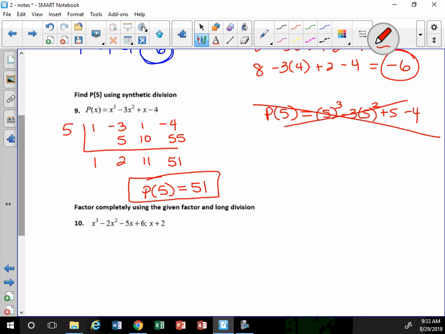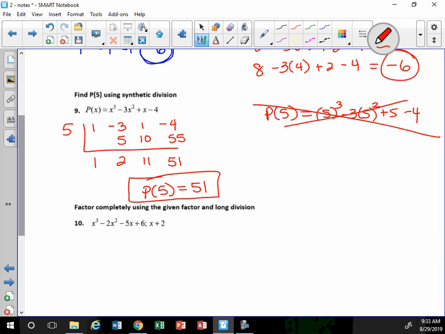So a lot of this is just making sure you know what the question is asking you to do, okay? If you wrote out the whole thing and told me x squared plus 2x plus 11 plus 51 over whatever divided by x minus 5, that's not what I'm asking for. I am only asking for the remainder, okay? All right.